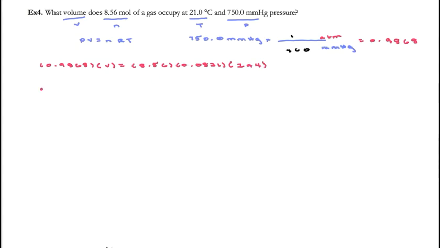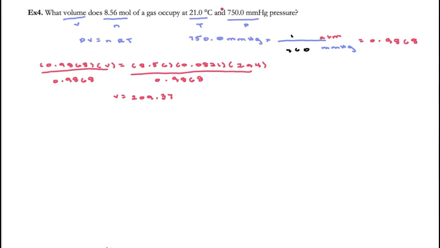All right, so now what I need to do is multiply 8.56 times 0.0821 times 294, and then divide that by my 0.9868, but the whole value that I have in my calculator. So I'm simply going to divide by my answer. And what I get is 209.37. So my volume is 209.37. Okay. Keep in mind, let's figure out sig figs first.